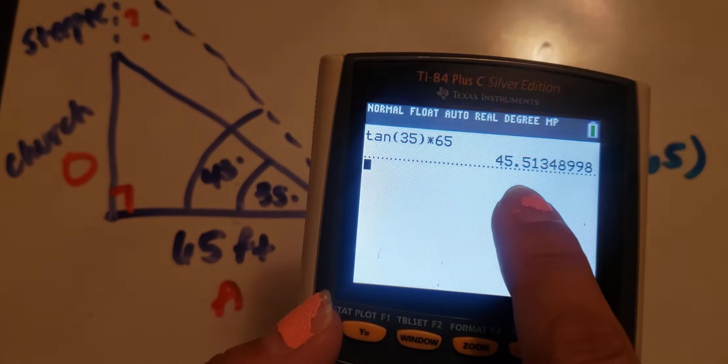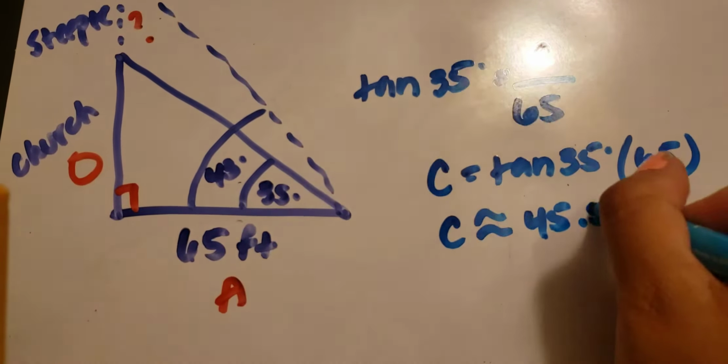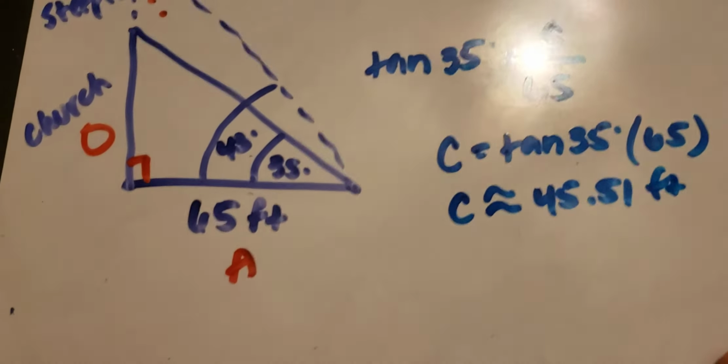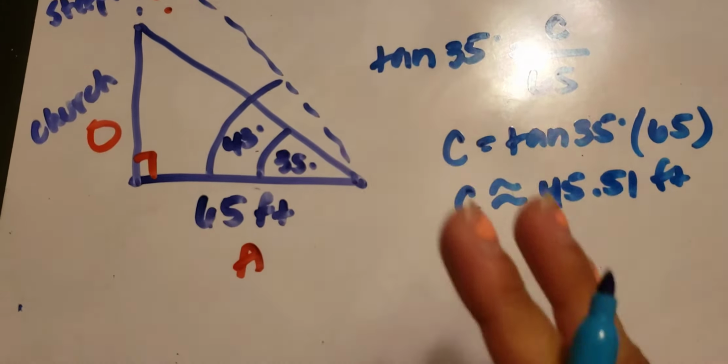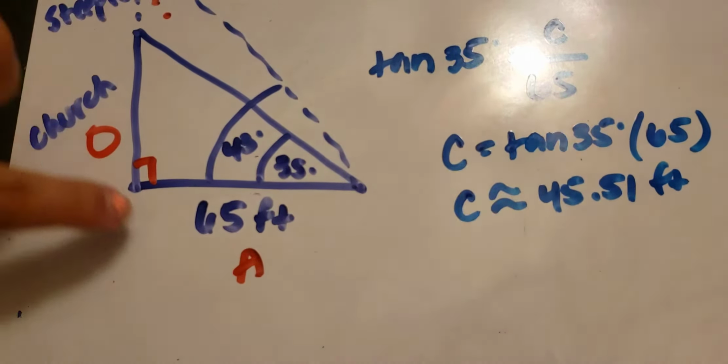And that's going to be approximately 45.51. Okay, and it's feet. So now we know the height of the church. So now we're going to do one more time, but now I'm going to use the larger triangle.